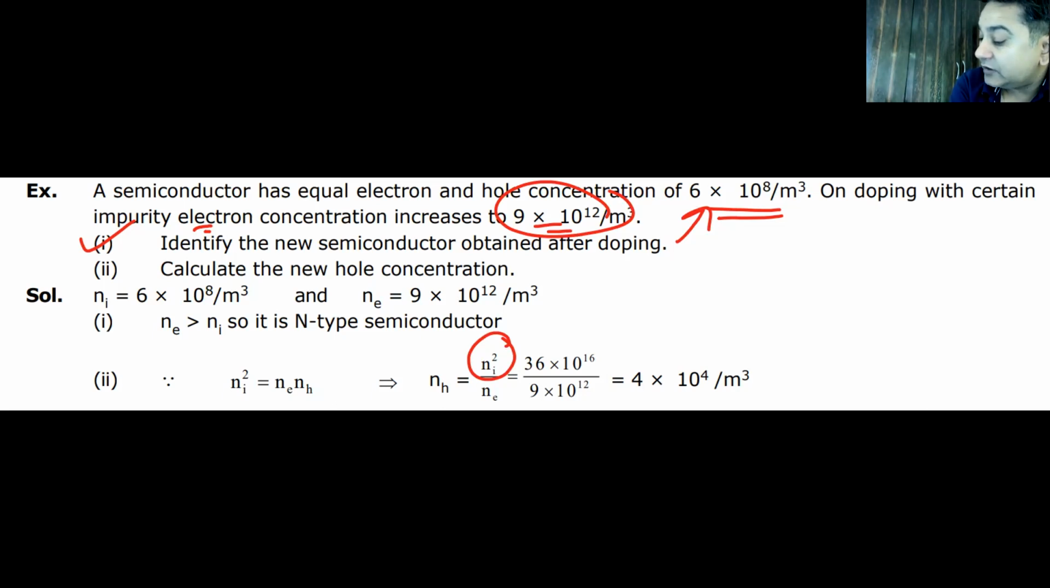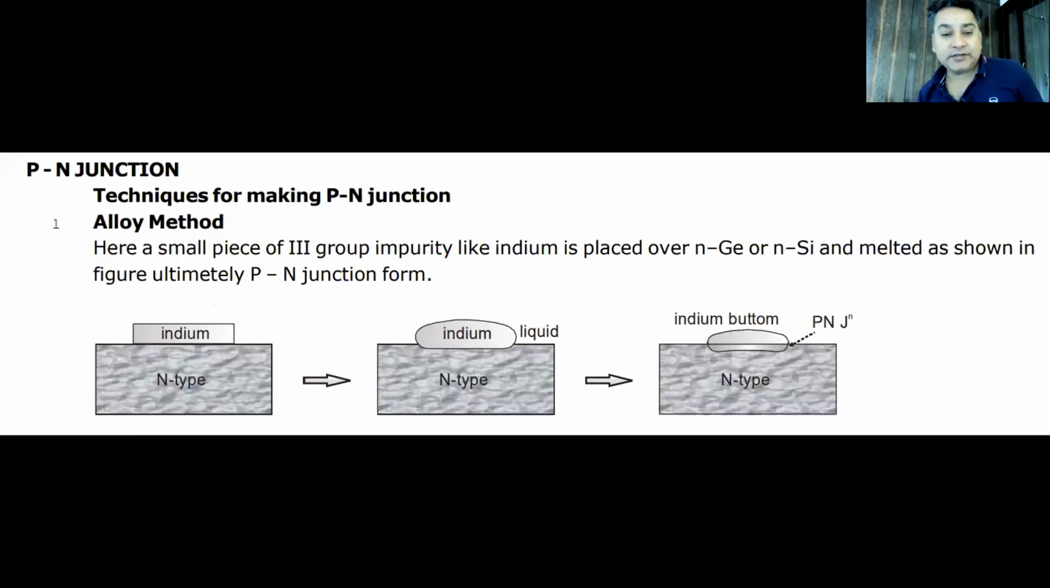In the next class, we'll go on. We will be doing p-n junction. What would be p-n junction? It's very simple. You will have a p-type semiconductor, you will have an n-type semiconductor, and you are going to join them. That becomes a p-n junction. Do we understand this? Yes, sir. So we'll be dealing with this p-n junction in the next class.